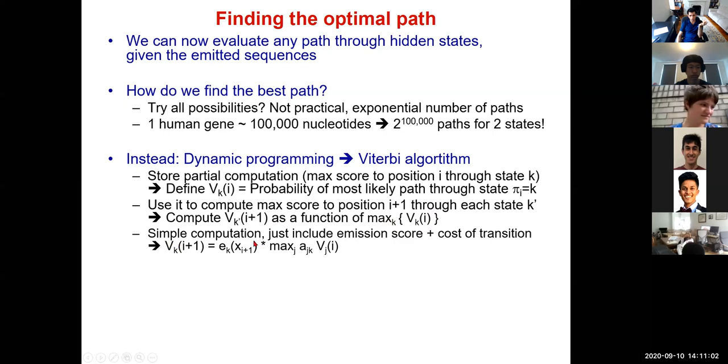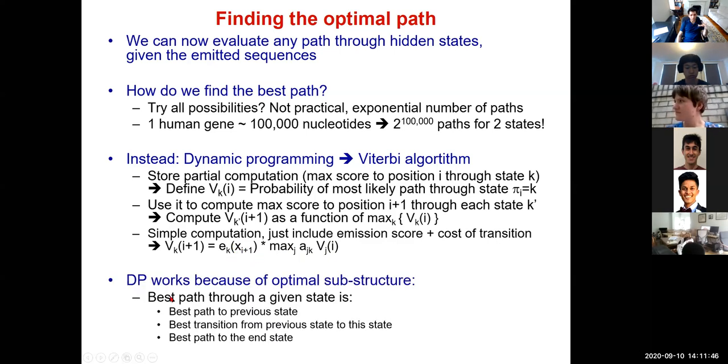So it's going to be a very simple computation. And we're just going to include the emission score and the cost of the transition. So the next variable, vk at position i plus one, is going to be some kind of maximum over all possible previous maxima times the transition probabilities from this previous maximum, taking the maximum over all previous states, j, at the previous position, i. And then, after I've chosen that maximum transition and previous score, I'm going to be paying for the current emission probability from the current time point.